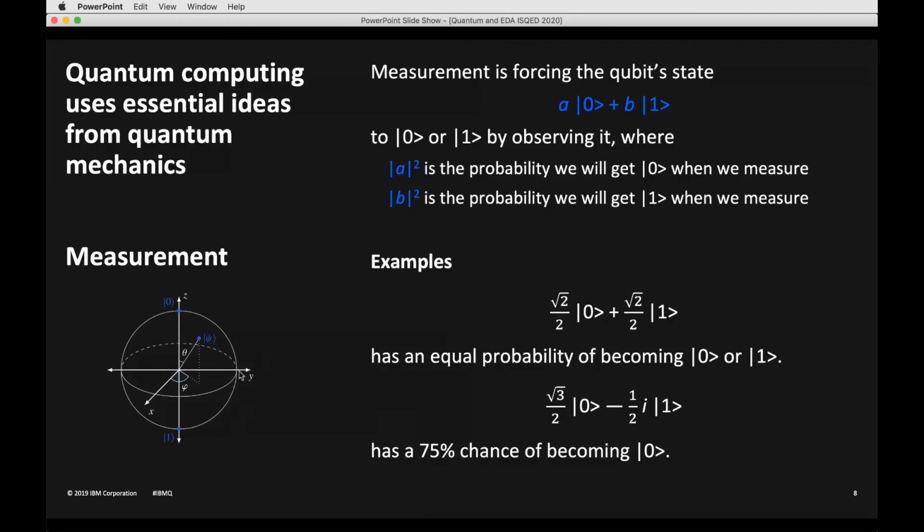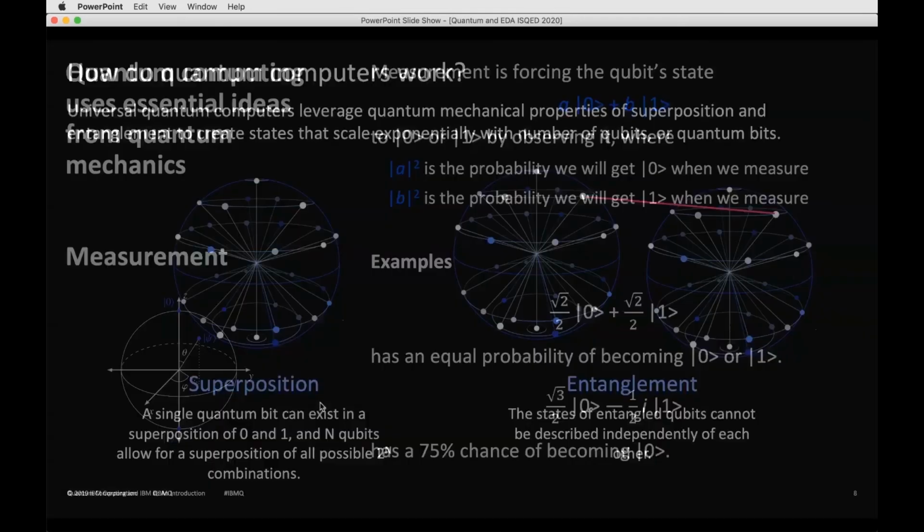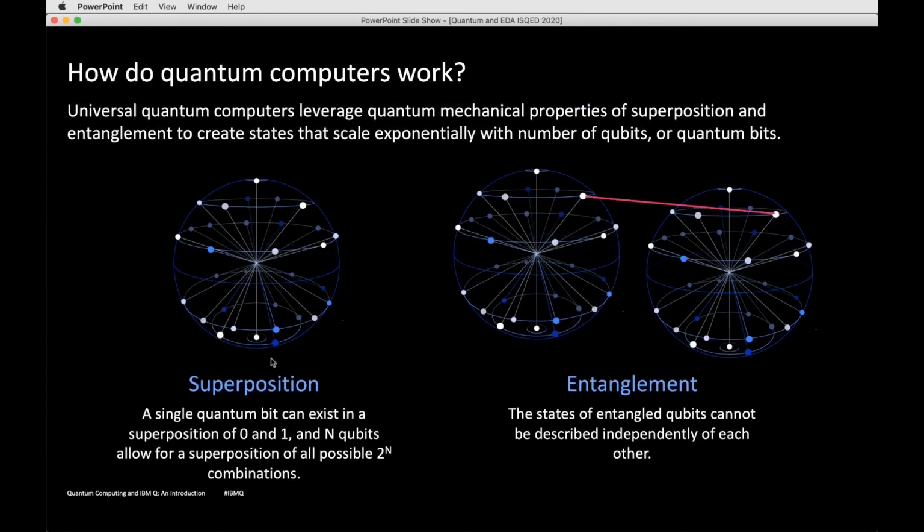So for example, this state, which is a state on the equator here, has an equal probability of collapsing to a 0 or to a 1. And this state vector is tilting upwards in the negative direction, and therefore has a higher probability of becoming a 0 versus a 1. So this is what we call a measurement of a qubit. The measurement takes a complex qubit and maps it back to 0 or 1. So that's a quick description of the meaning of a superposition.